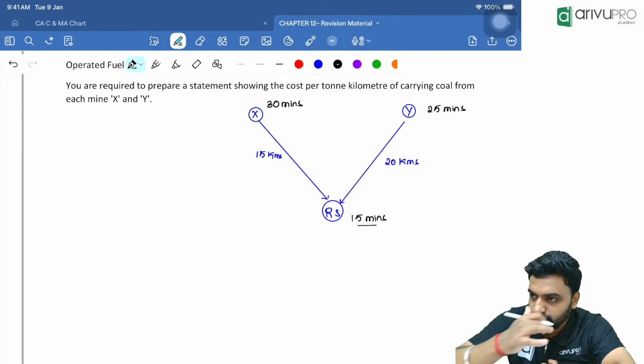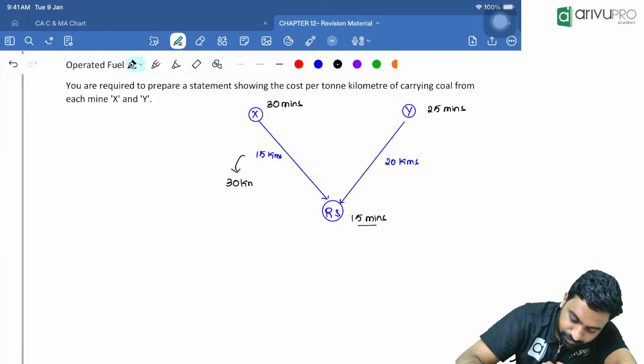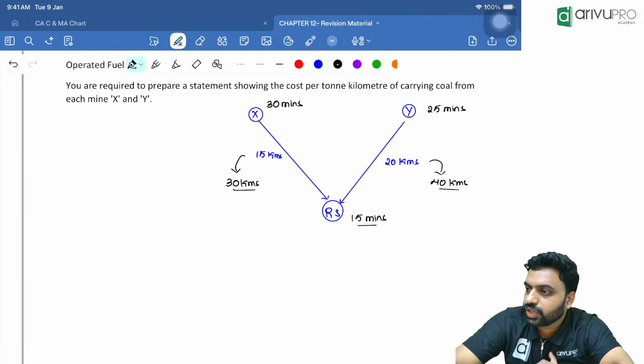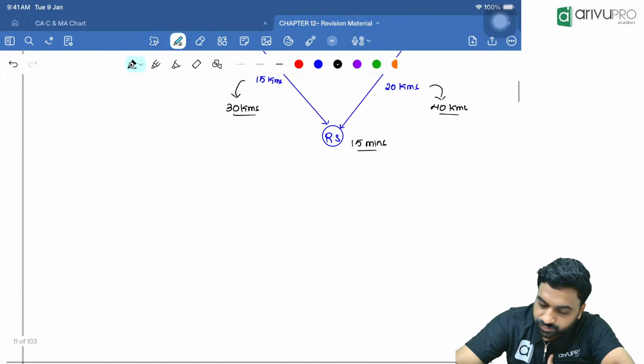Now it's time to calculate the hours and kilometers. Kilometers are very simple. Here per trip it is 30 kilometers. Here per trip it is 40 kilometers. Okay, 30 and 40. Shall we proceed? Yes. Now, shall we go for the time?